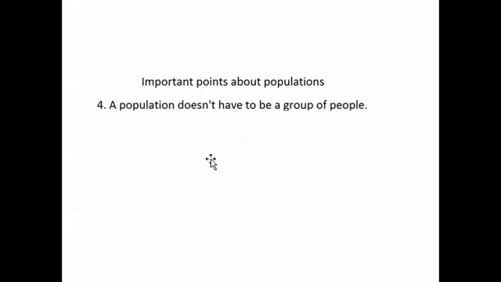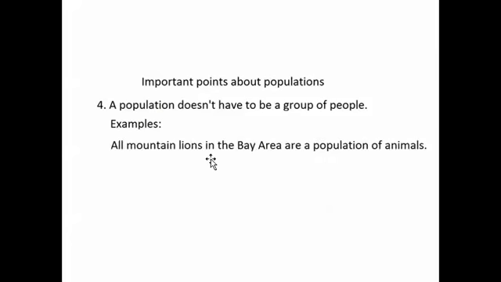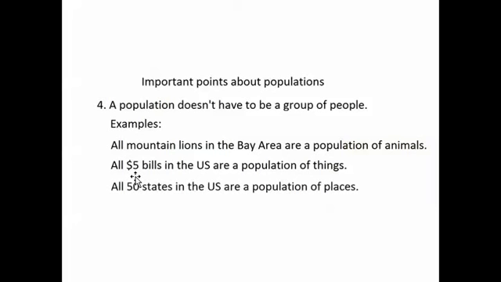The fourth point is that a population doesn't even have to be a group of people. A population can be a group of people, animals, things, or places, as long as they all have something in common with each other. Here's some examples. All mountain lions in the Bay Area are a population of animals. All $5 bills in the U.S. are a population of things. They all have something in common because they're all worth $5. All 50 states in the U.S. are a population of places.